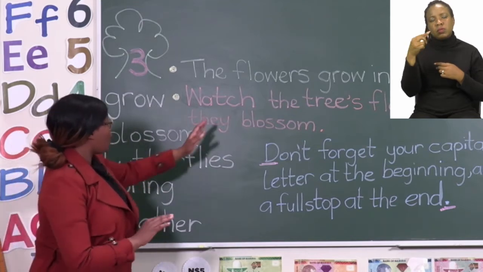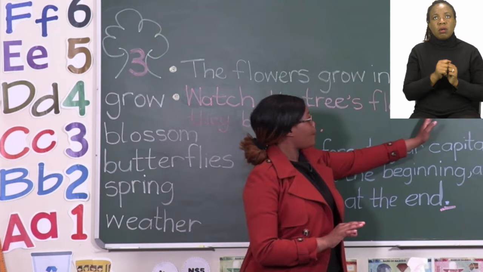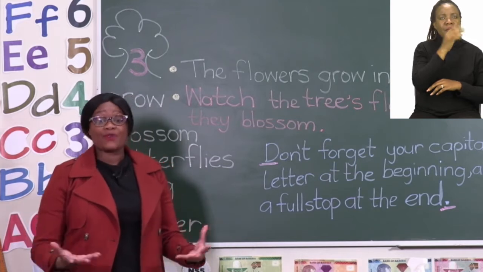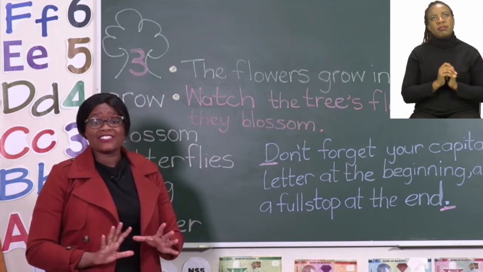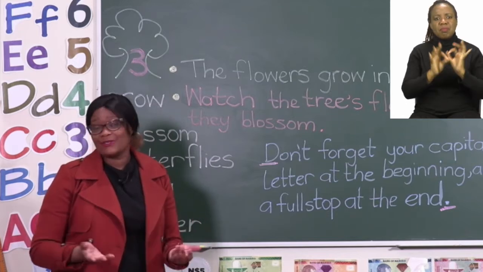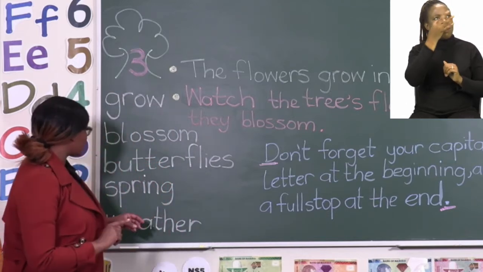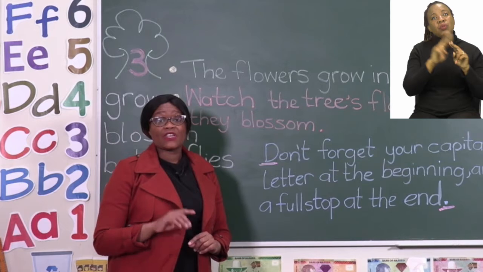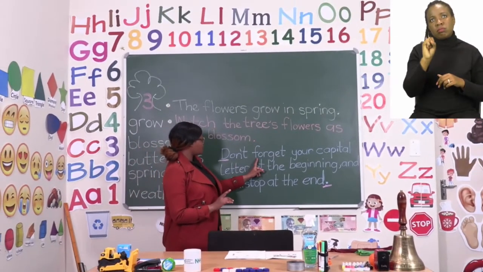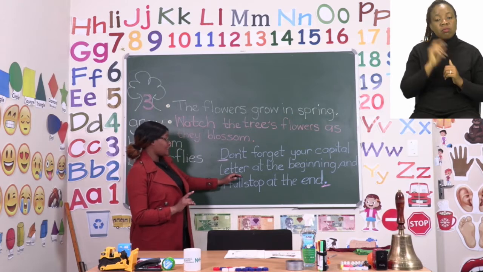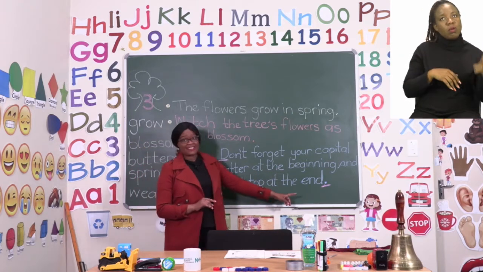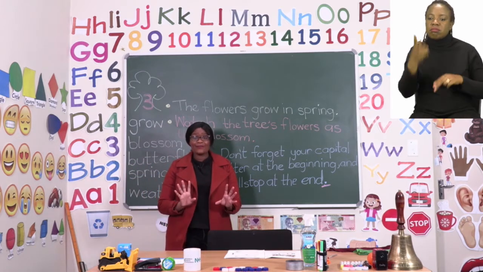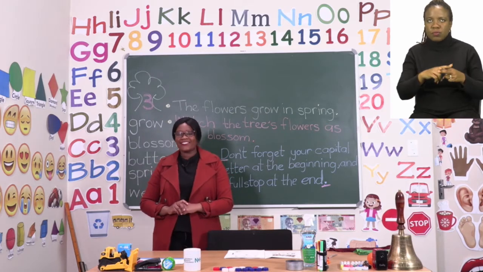The next one is, watch the trees' flowers as they blossom. Now this is a very beautiful event to watch the trees change color, their leaves, their beautiful flowers blossom. So I have used the word blossom. Now, don't forget, when you're going to be doing your sentences, you need to start with a capital letter at the beginning and a full stop at the end. So take your time, try and use these words as we go along in the week and have fun with them. I'll see you when you're done after the advert break.